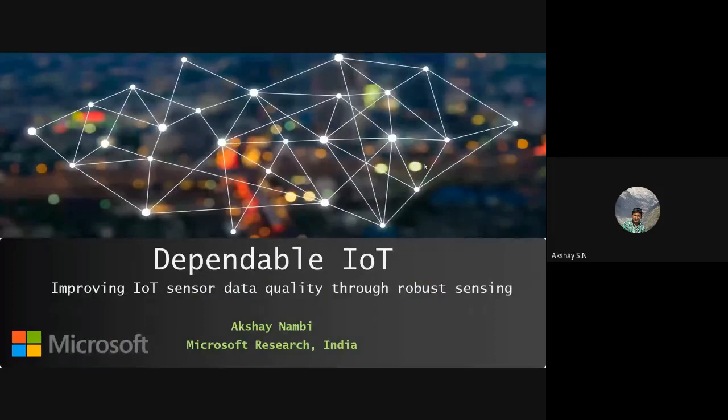Hello everyone. I'm Akshay Nambi, a senior researcher in Microsoft Research India. I did my PhD a few years back at TU Delft in the Netherlands. Today I will be talking about a project called Dependable IoT, whose aim is to improve IoT sensor data quality through robust sensing.